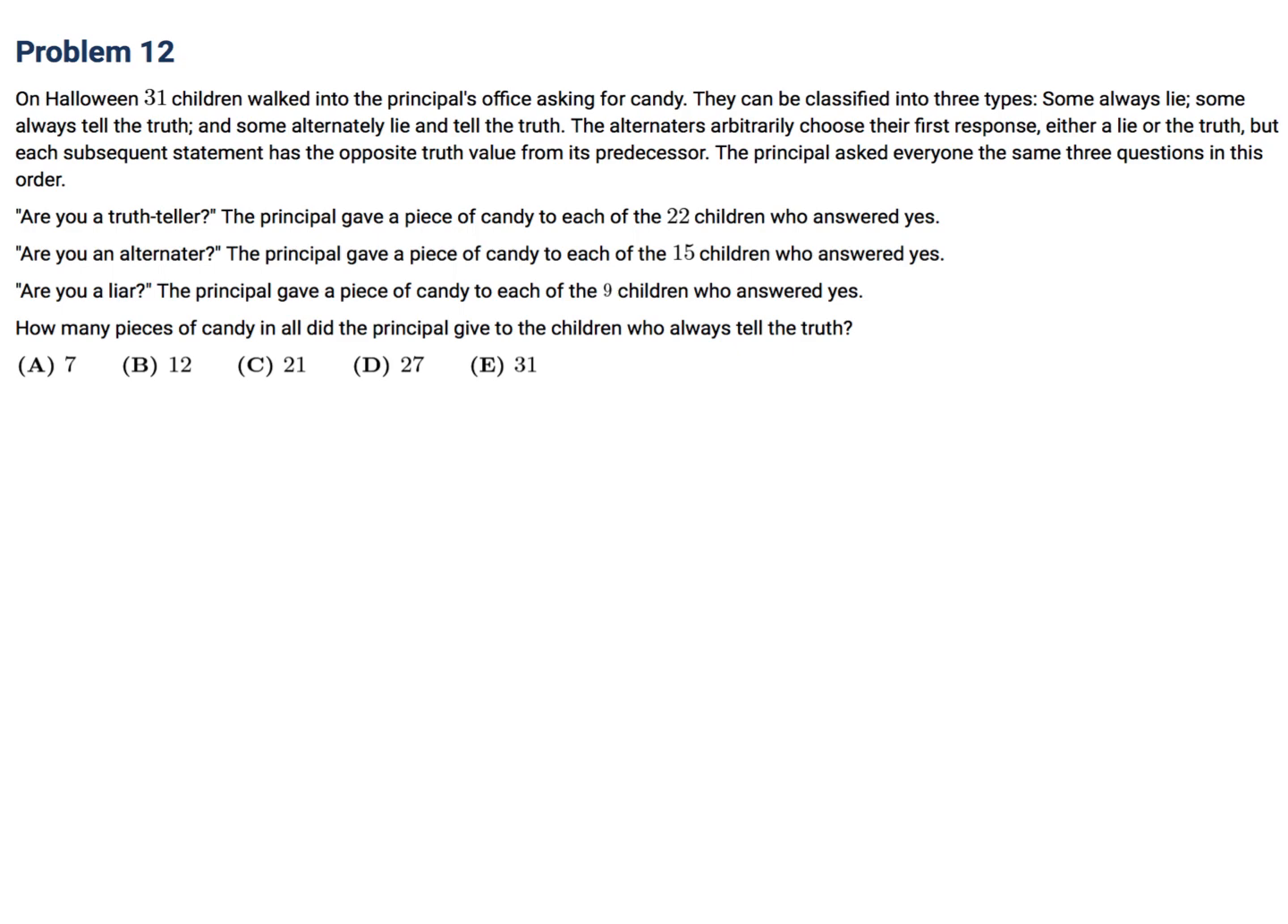On Halloween, 31 children walk into the principal's office asking for candy. They can be classified into 3 types. Some always lie, some always tell the truth, and some alternate between lying and telling the truth. The alternators arbitrarily choose the first response, either a lie or the truth, but each subsequent statement has the opposite truth value from its predecessor.